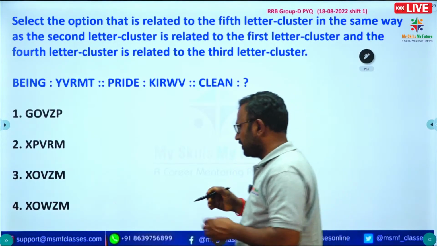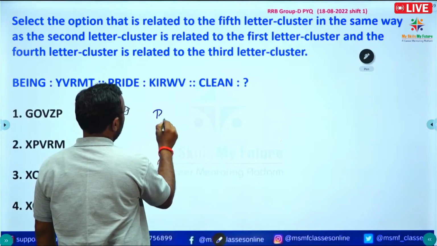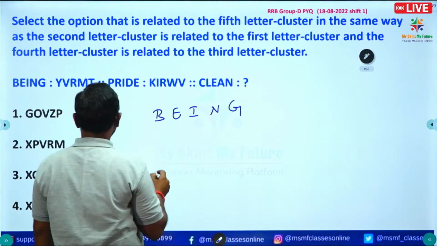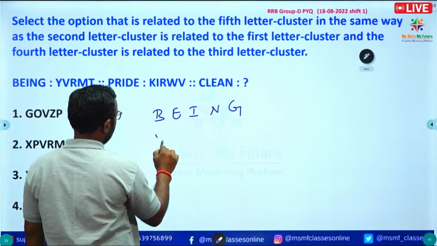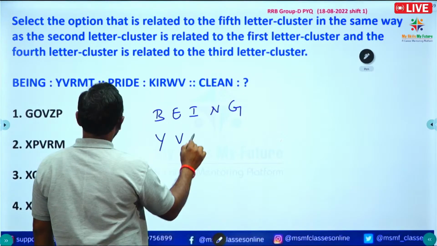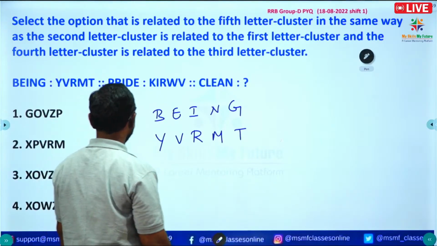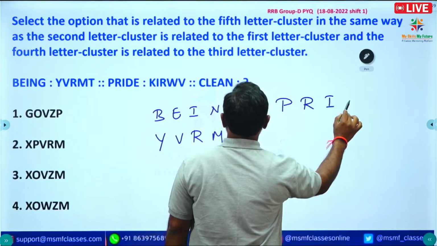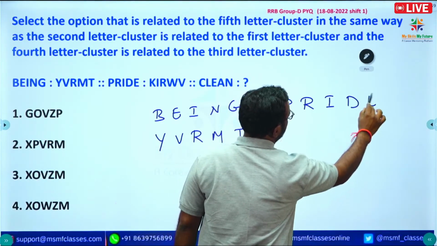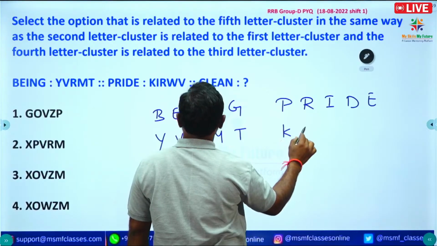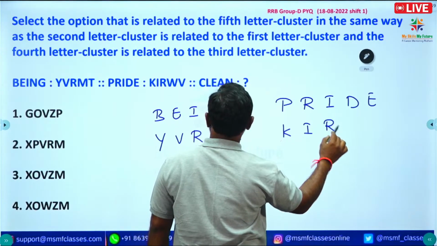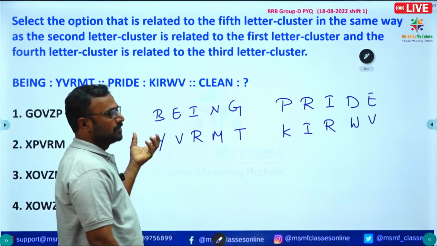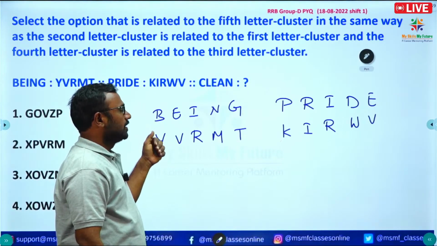Okay, right. If you see that the first word BEIN is written as YVRM, and PRIDE is written as KIRWV. Okay, right. If you observe, these are the opposite alphabets.